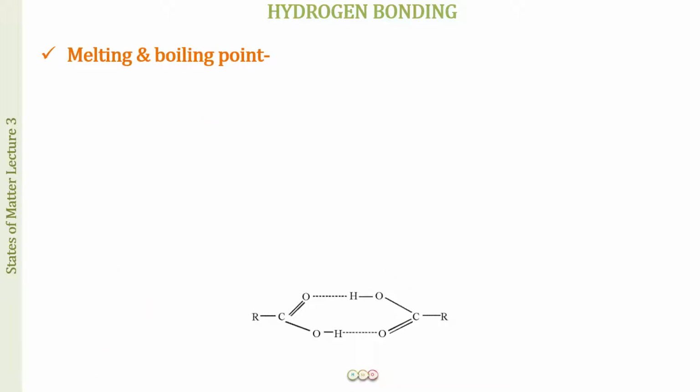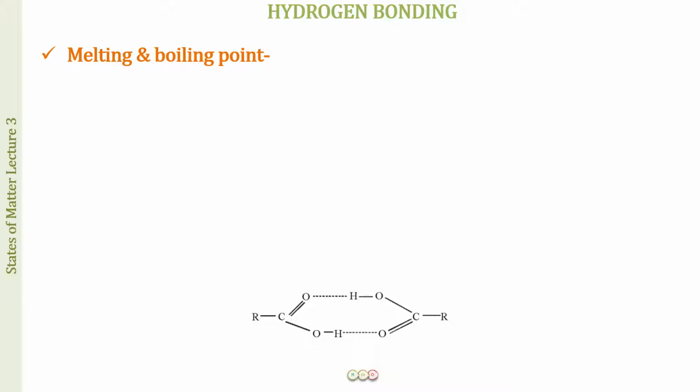The next property hydrogen bonds can influence is the melting and the boiling points. Now what is melting point? It is that temperature at which a solid is getting converted into its liquid state, and boiling point is that temperature at which a liquid is getting converted into its gaseous phase. So a solid is getting converted into a liquid, which is getting converted into a gas.